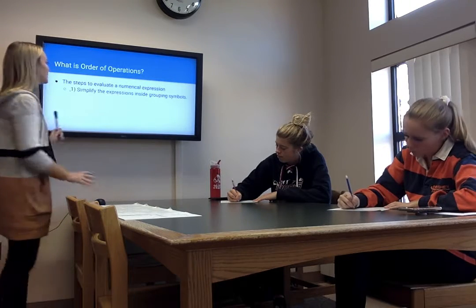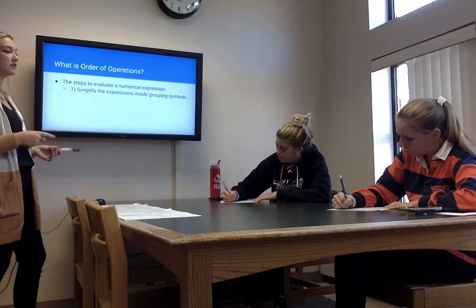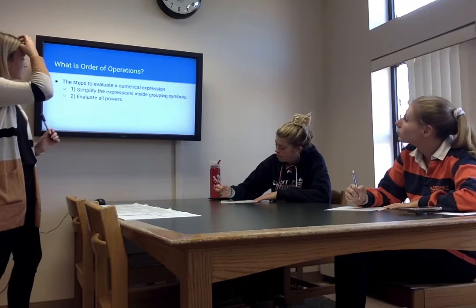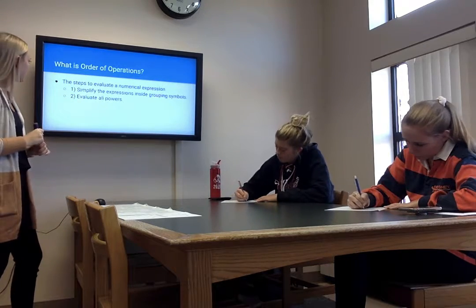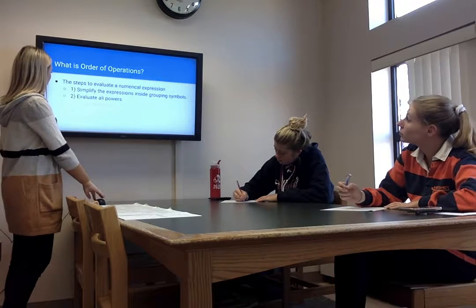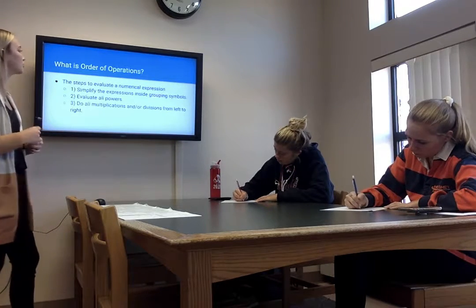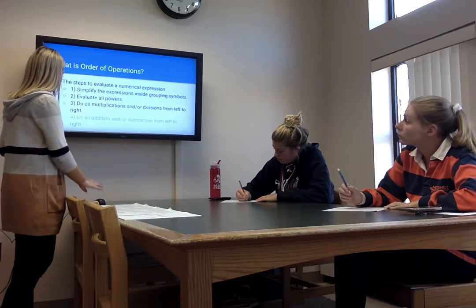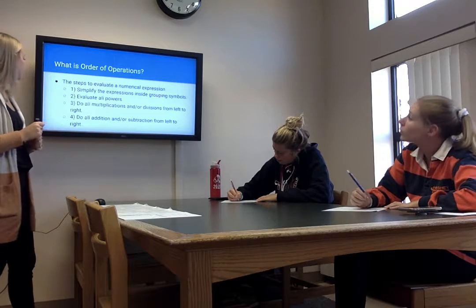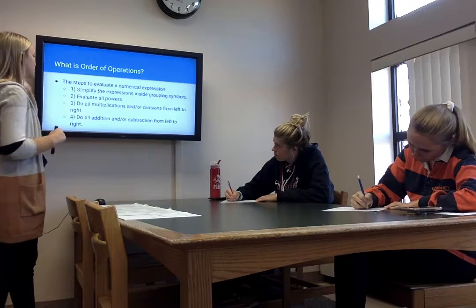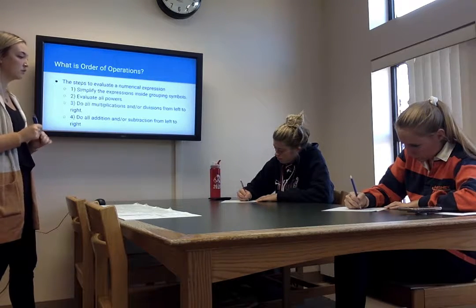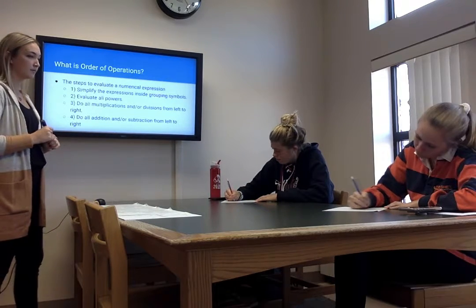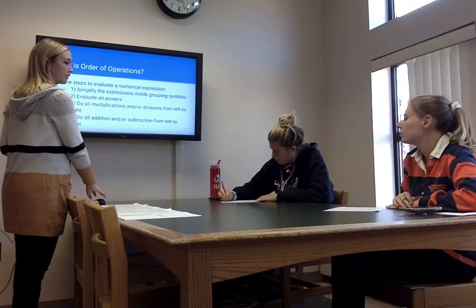So the first step is to simplify the expressions inside grouping symbols. The second step is to evaluate all powers. The third step is to do all multiplication and or division from left to right. And the last step is to do all addition or subtraction from left to right. So I'll explain these in more depth when we move on. Anyone need more time?